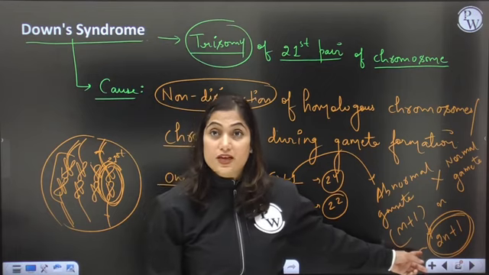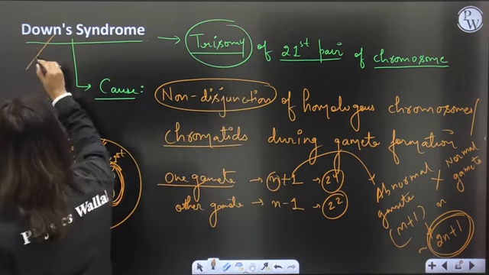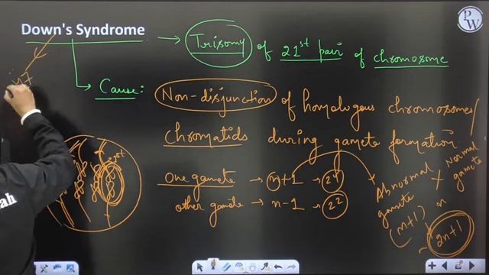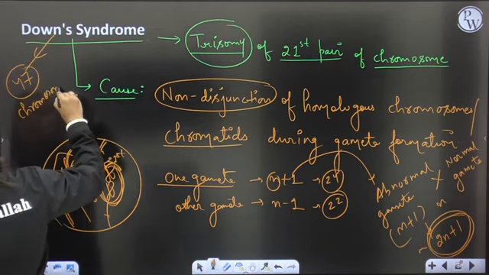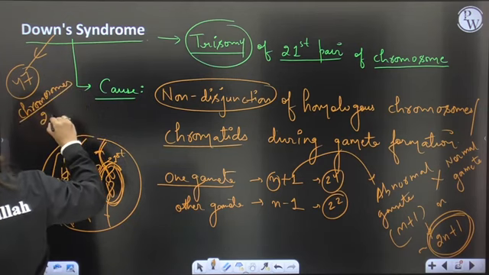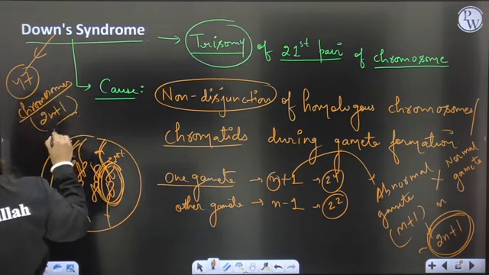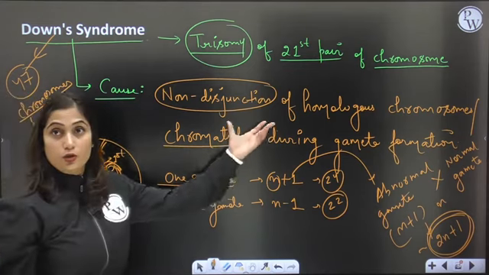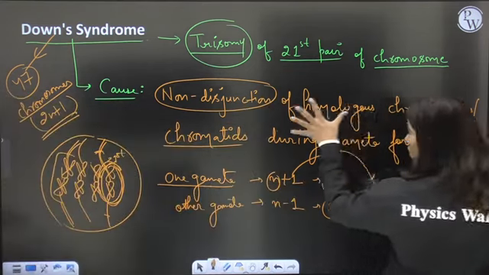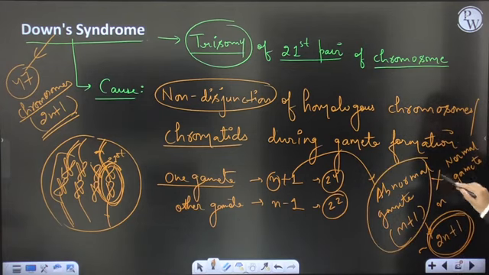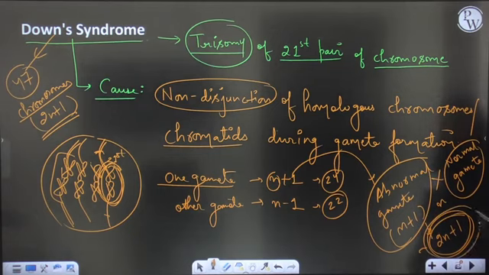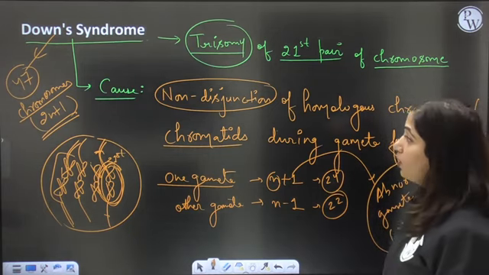That means 47. This individual has 47 chromosomes. That is, there is a 2n+1 condition. And what is the reason behind it? You know it now. The reason is non-disjunction, and there is fusion of an abnormal gamete with the normal gamete, and thus the 2n+1 condition arises, and that is Down syndrome.